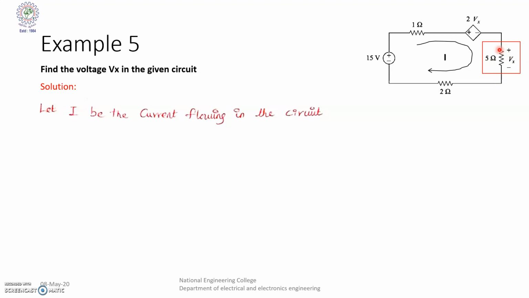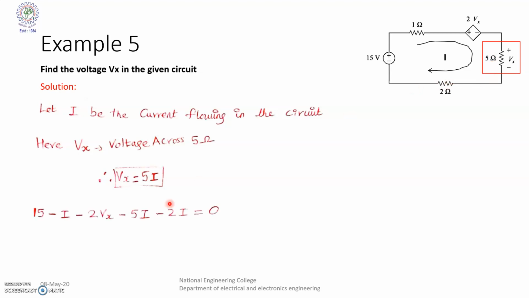So as per Ohm's law, V is equal to I into R. So R is equal to 5. So the total current we have chosen as I, then Vx is equal to 5I. So the value of Vx is 5I. Now just apply Kirchhoff's voltage law. Then what will be the equation? 15 minus I minus 2Vx minus 5I minus 2I is equal to 0. So this is our equation.